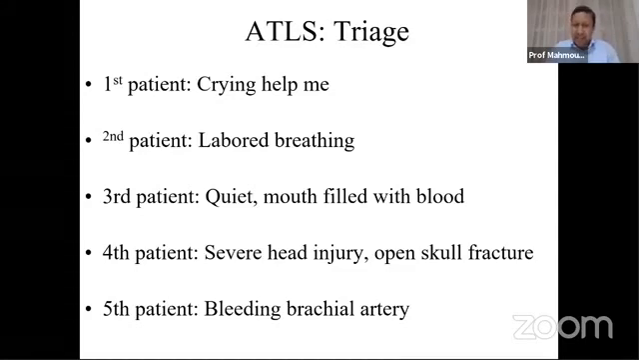I'm very pleased to hear this. Okay, because this is the right answer. Yes, you should choose patient number 3.